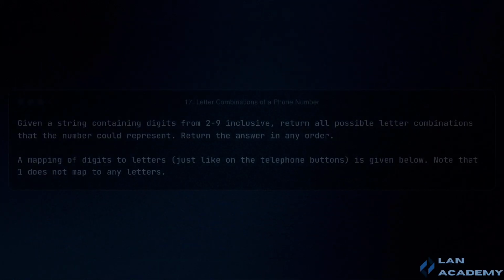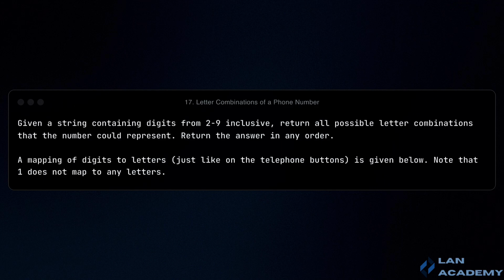The problem at hand is about finding all possible letter combinations that a given phone number could represent. This is a common algorithmic challenge that demonstrates the power of recursive techniques and combinatorial generation. On a traditional phone keypad, each digit is mapped to a specific set of letters.